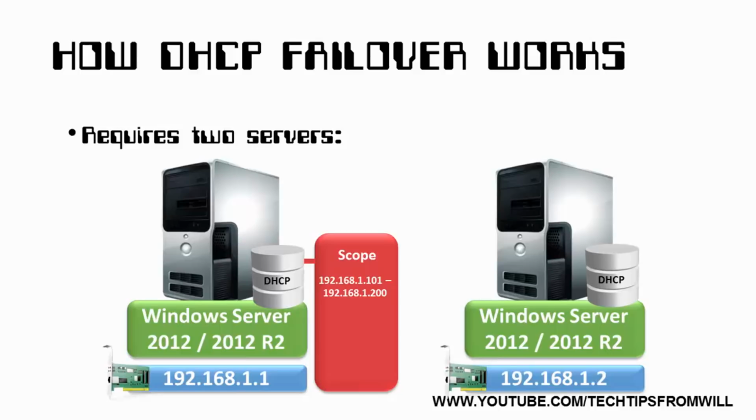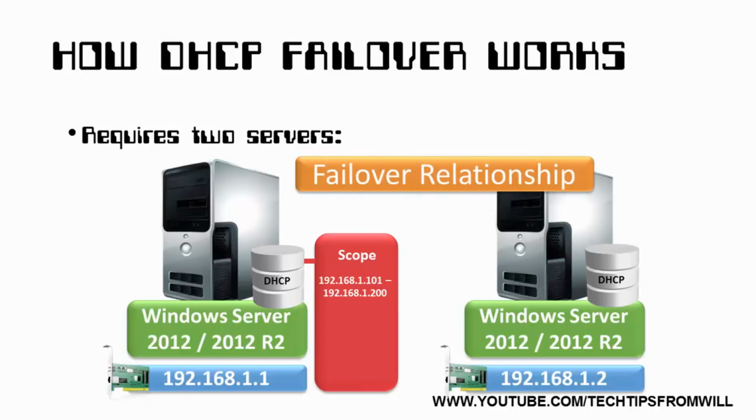It is also worth noting that DHCP Failover only works on IPv4 scopes. You cannot configure DHCP Failover for IPv6 scopes. Once the scope has been created, the next step is to create what is called a failover relationship between the two servers. A failover relationship, in a nutshell, connects the two DHCP databases together.